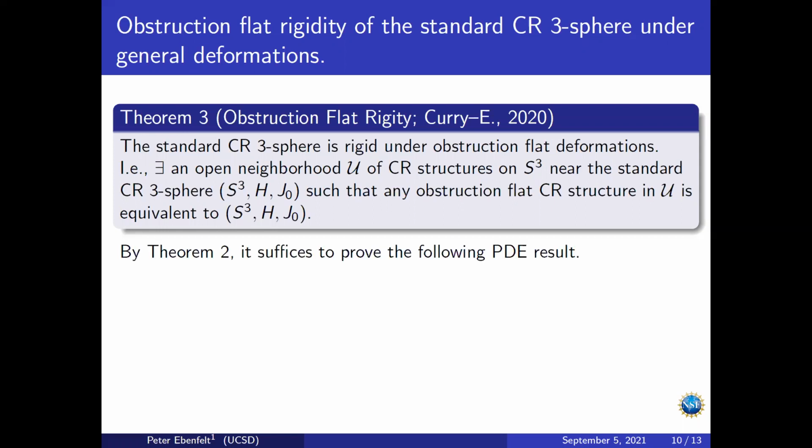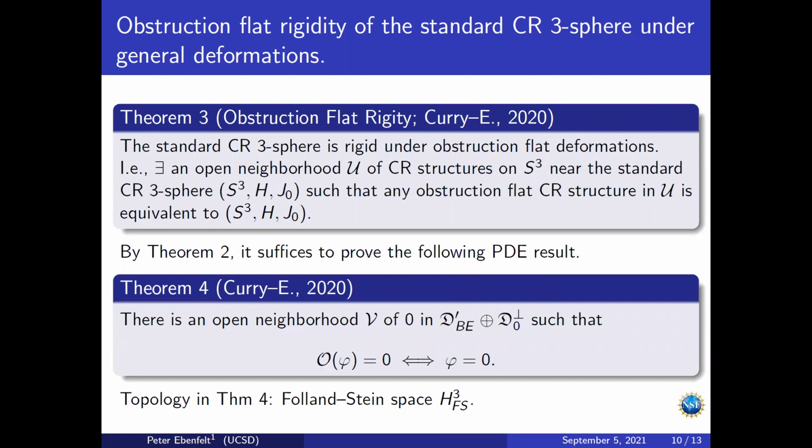Okay, so as I mentioned, by our slice theorem and embeddability theorem, the PDE theorem to prove is Theorem 4. You just look in the slice and you prove that the only solution to O equals 0 is the 0 solution. Then you're done. And here, the topology that you need for the open neighborhood, you measure in Folland-Stein spaces. So you need 3 derivatives in L2 to be small, 3 Folland-Stein derivatives in L2 to be small.